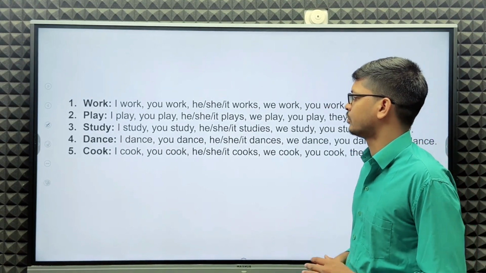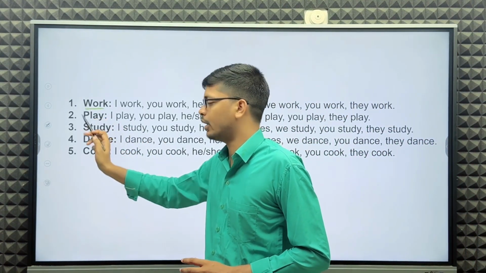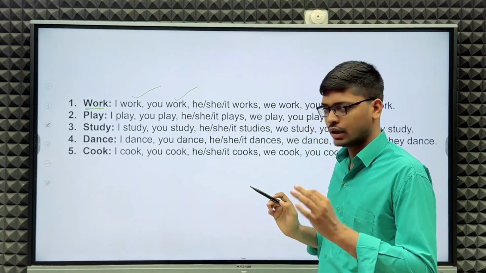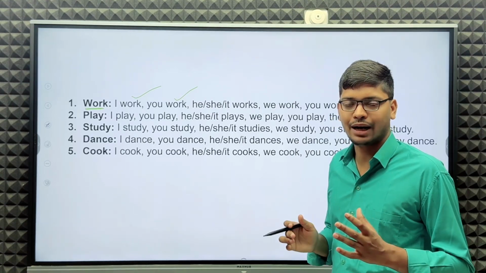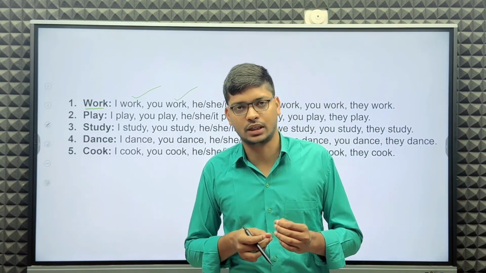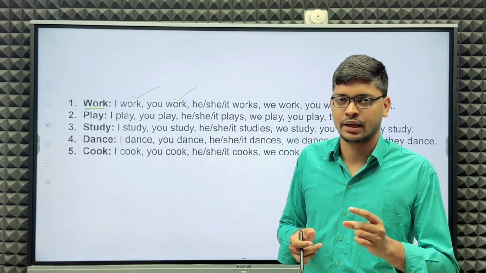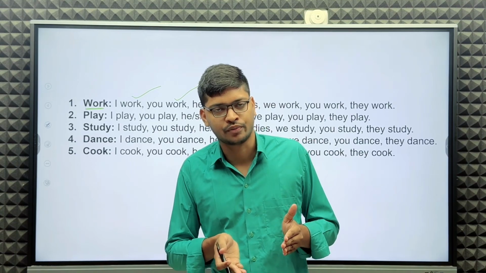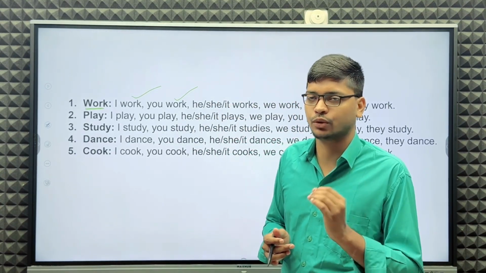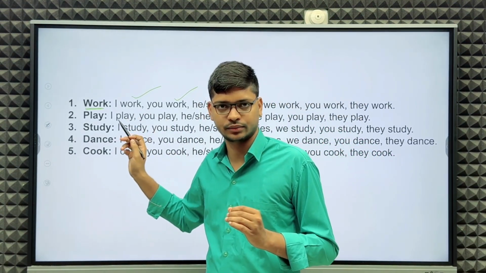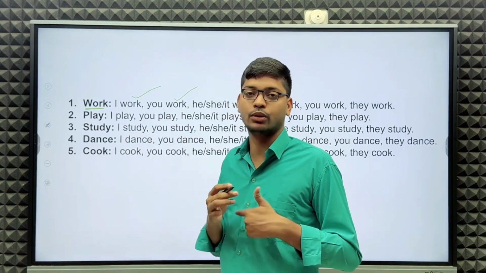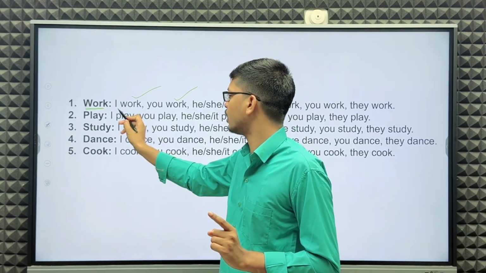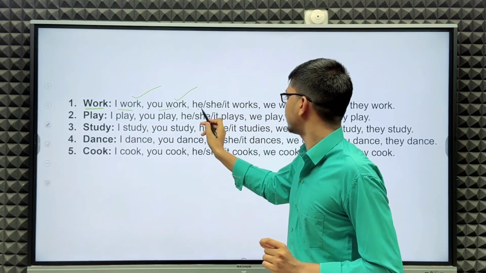First example here, walk. Okay, I walk, you walk. I is a singular subject in present tense, but in past tense I is also a singular subject, but we are talking now about present tense. So I is a singular subject right now. So with a singular subject we have to use only the base form of the verb. So I walk, you walk, he sees it.